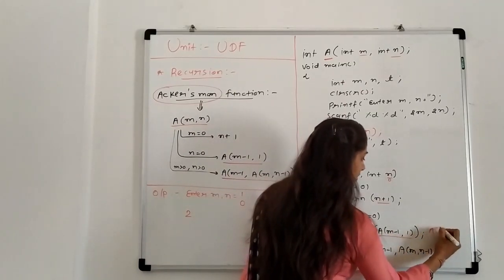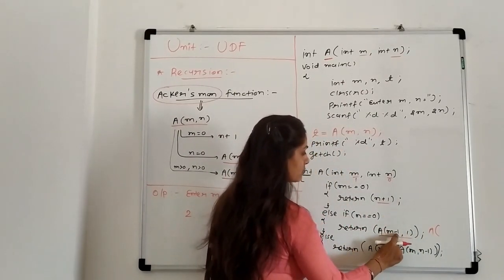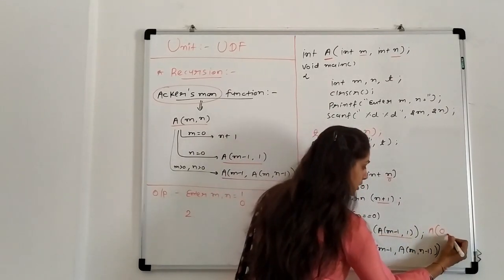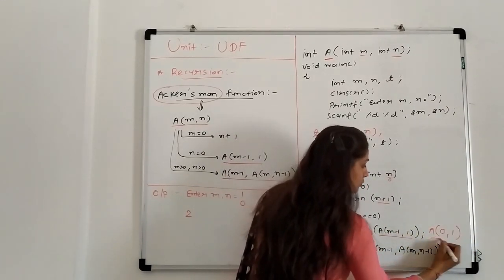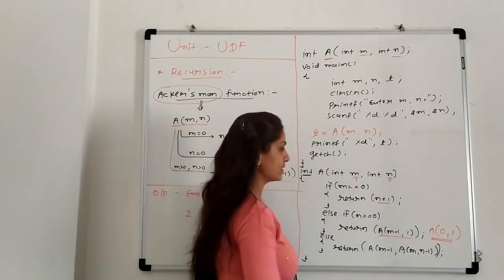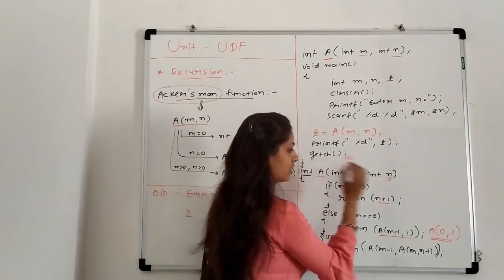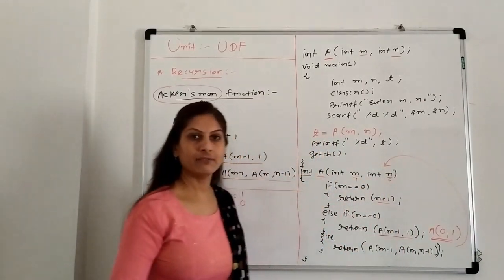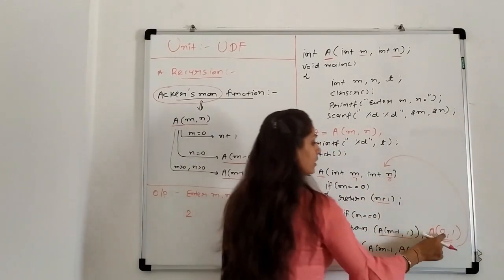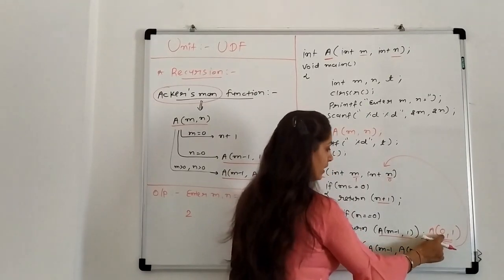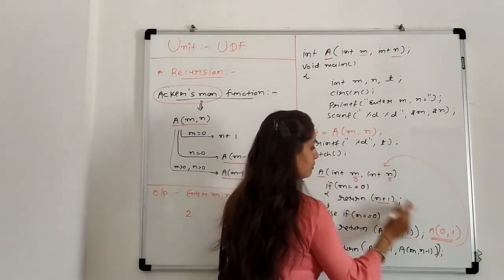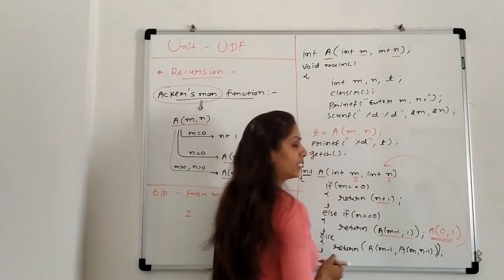So the meaning of this is what? m minus 1. m is what? 1. So 1 minus 1, that is 0, and 1. So this is the function calling itself. Inside the Ackermann function, we call the Ackermann function. That means it jumps onto the function definition again. Now on this A(0, 1), m is 0 and n is 1 again.